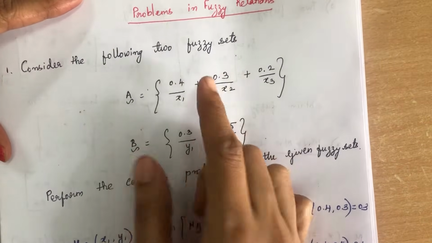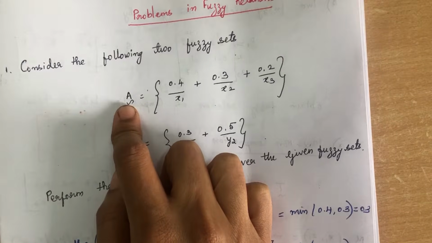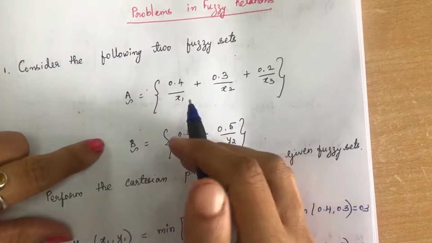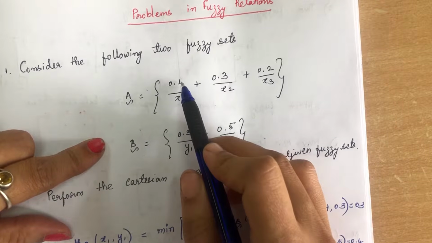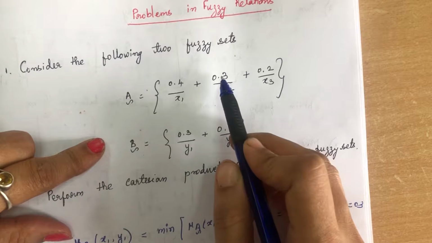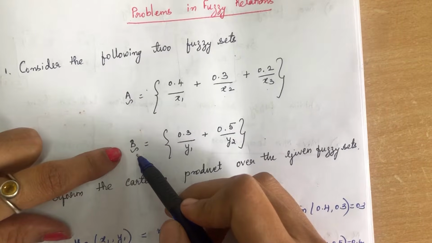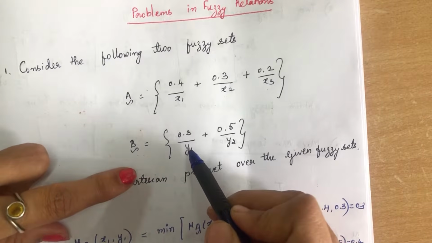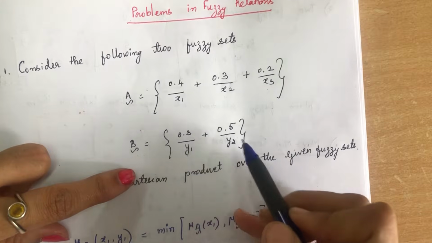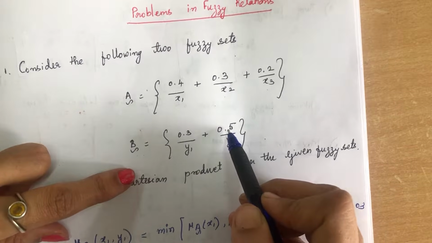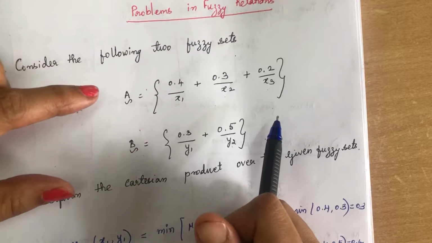Consider two fuzzy sets, fuzzy set A and fuzzy set B. A fuzzy set is represented by a tilde symbol. A contains the values 0.4, 0.3 and 0.2, with x1 having a membership value of 0.4, x2 0.3 and x3 a membership value of 0.2. Coming to the next fuzzy set B, on point y1 it has a membership value of 0.3 and y2 has a membership value of 0.5.